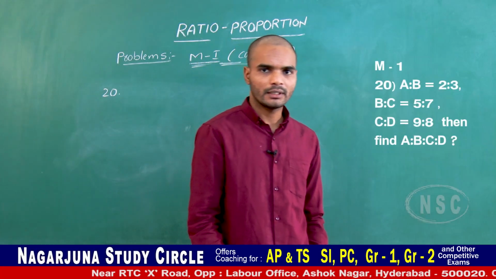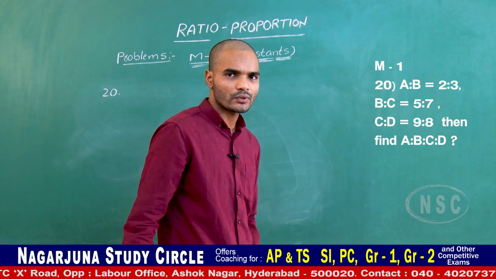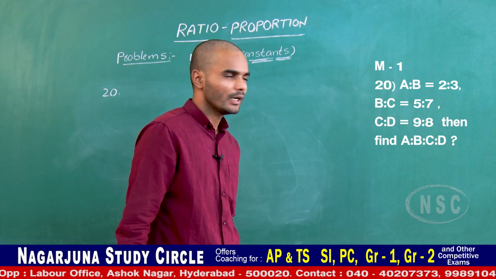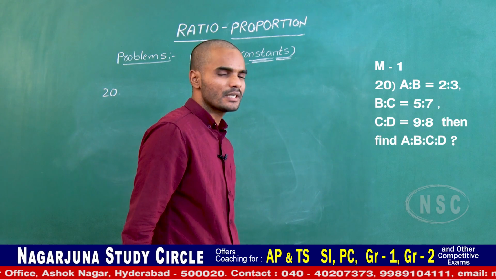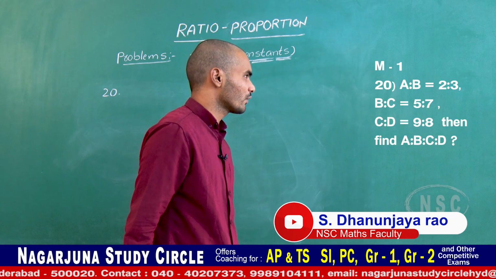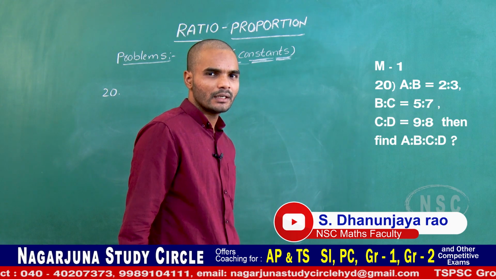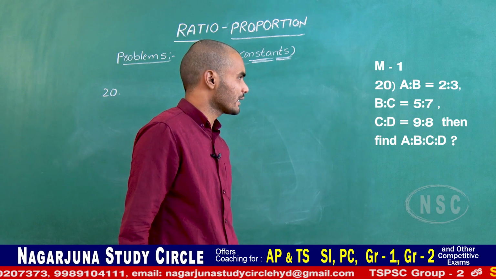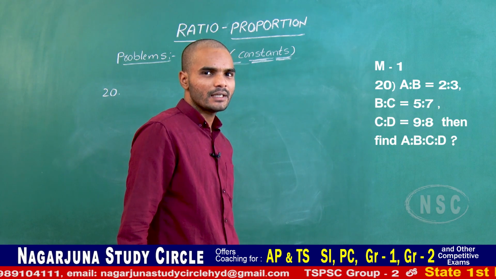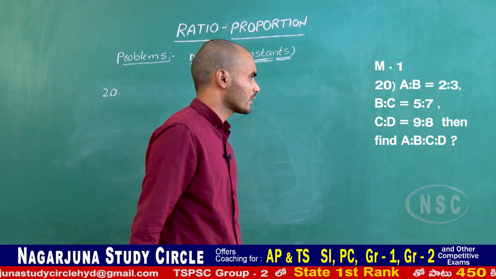Question number 20. A is to B is equal to 2 is to 3, and B is to C is equal to 5 is to 7, and C is to D is equal to 9 is to 8. Then find A is to B is to C is to D.